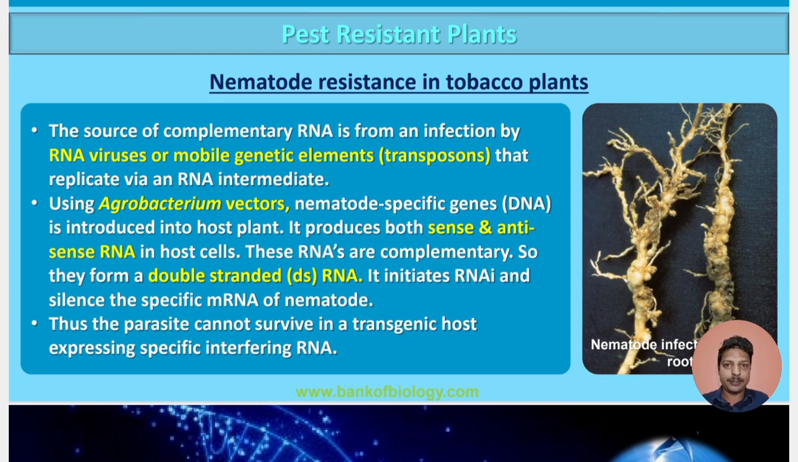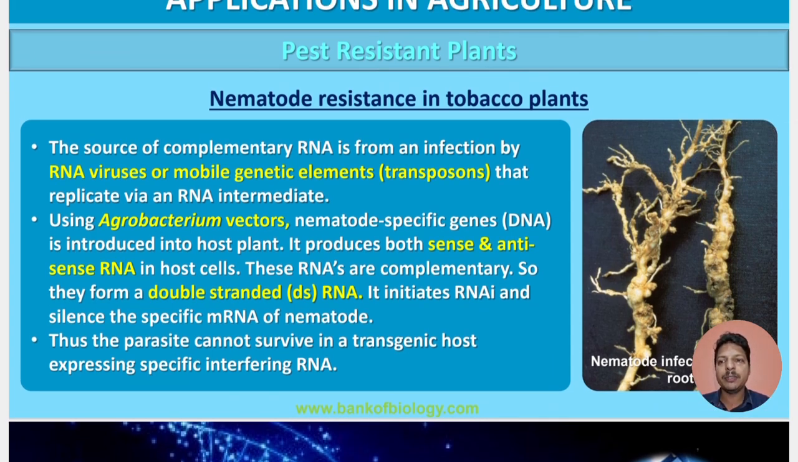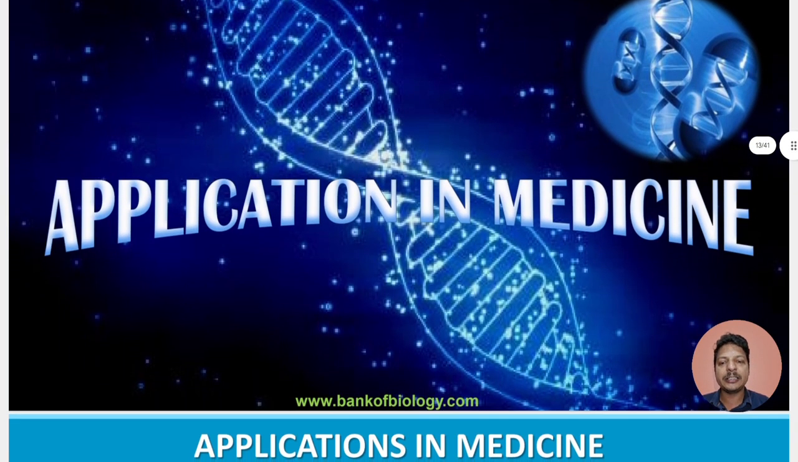Using an Agrobacterium vector, nematode specific genes are introduced into the host plant. It produces both sense and antisense RNA in the host cell. These RNAs are complementary, so they form double-stranded RNA. It initiates RNA interference and silences the specific mRNA of the nematode. Thus, the parasite cannot survive in a transgenic host expressing specific interfering RNA. So, these are all the applications of biotechnology in agriculture. Next, coming to applications in medicine.